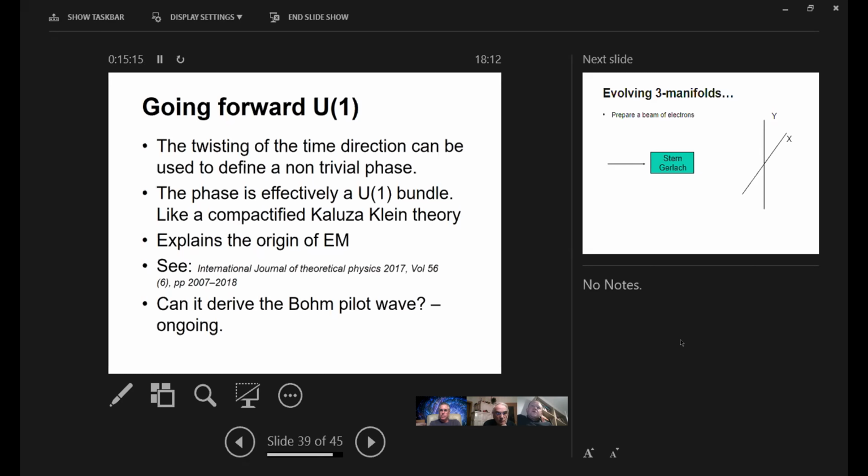I have a question about this idea of the phase rotating because of time changing direction. Yes. So if you have the phase of a wave, let's say cosine of kx minus omega t.